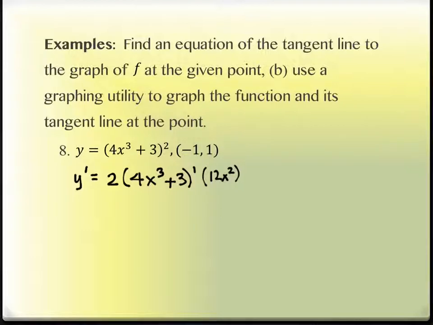Okay, so this is one where, I mean, you can clean it up if you want to, but there's really not much of a need. I can plug the number -1 for x in here just fine without ever doing any cleanup on this one. So that's what I'm going to do on this particular problem. So I've got a 2. I've got 4 times -1 cubed plus 3. I'm not going to write the power 1 because we all know that that's not valuable at this point. I have 12 times -1 squared.